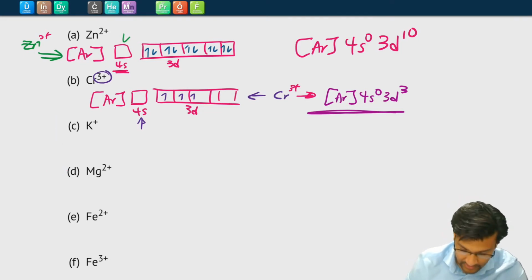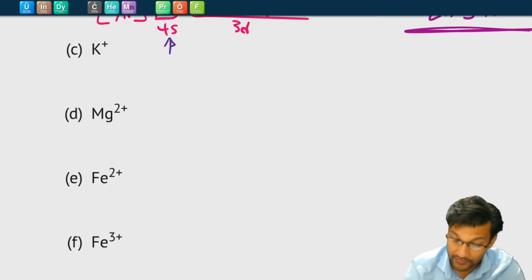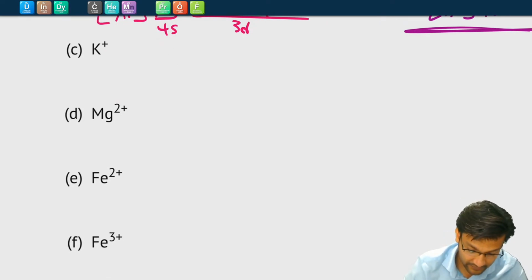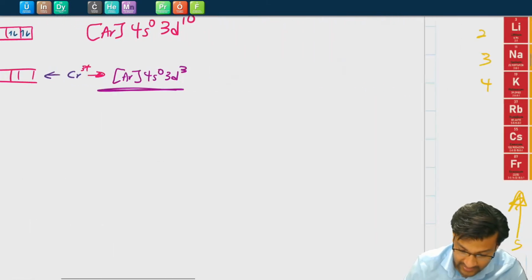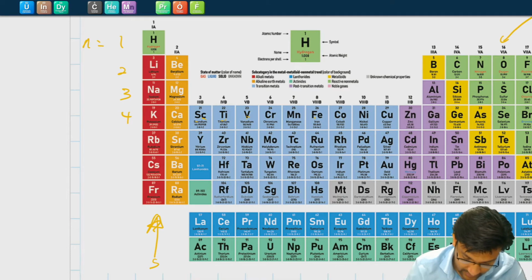Alright, I mentioned that you could do potassium and magnesium by yourself, so pause the video now if you haven't done so and try those by yourself. Okay, let's look at potassium. Where's potassium on the periodic table? It is right here. Let's use a different color so you can see it.